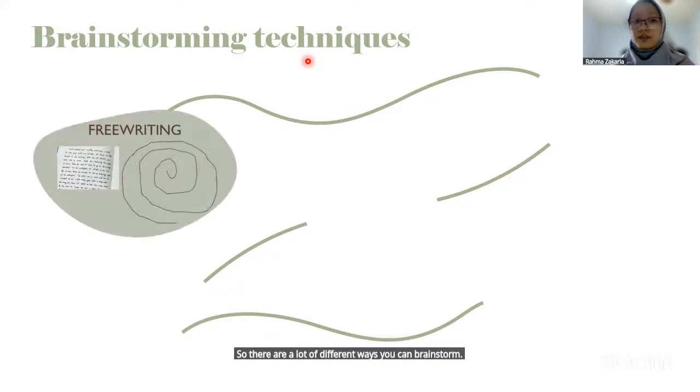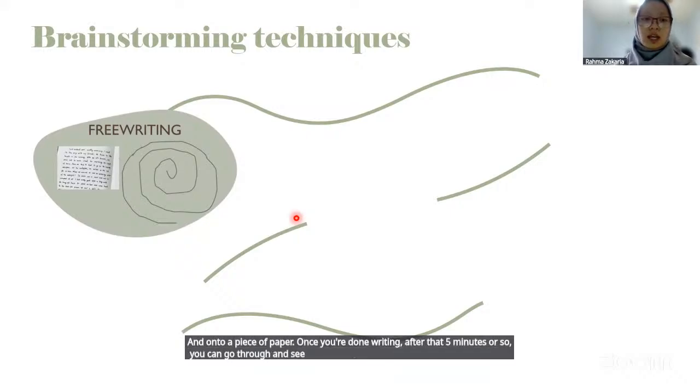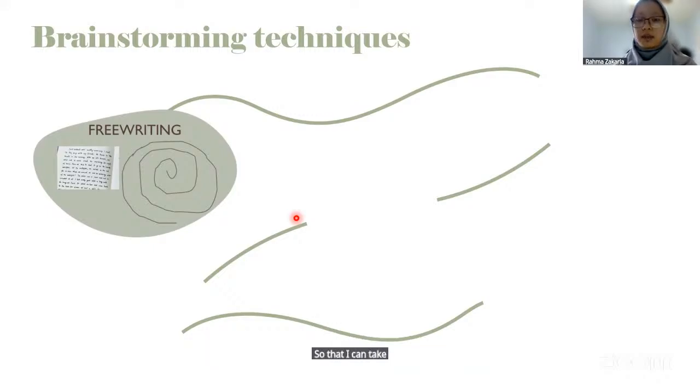One idea is free writing. So this is where you set a timer for yourself, maybe like 5 minutes. You look at the topic and you just start writing everything that you can think of. It doesn't have to be really good ideas or anything, but you're just freely writing for as long as you can, so that you can just get all the ideas out of your head and onto a piece of paper. Once you're done writing, after that 5 minutes or so, you can go through and see, are there any interesting ideas in what I've been writing, so that I can take this and expand on it a little bit more.